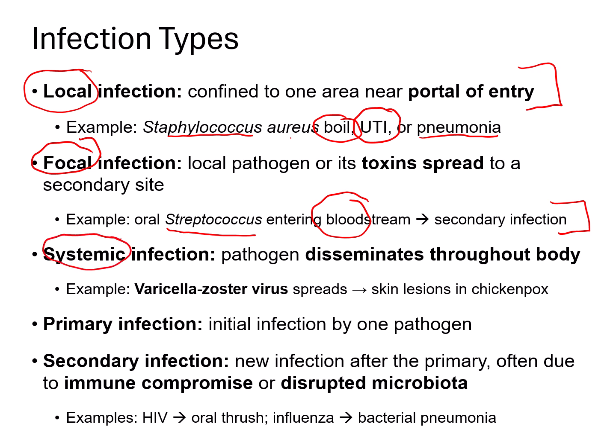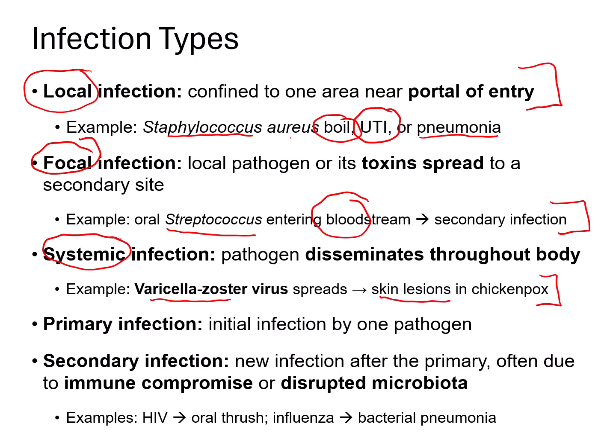Systemic infections show widespread dissemination. So one example is varicella-zoster virus. So varicella-zoster virus can gain entry into the body through a mucous membrane, usually through the upper respiratory system. But then it can spread throughout the body, and this can eventually show as skin lesions in chickenpox.